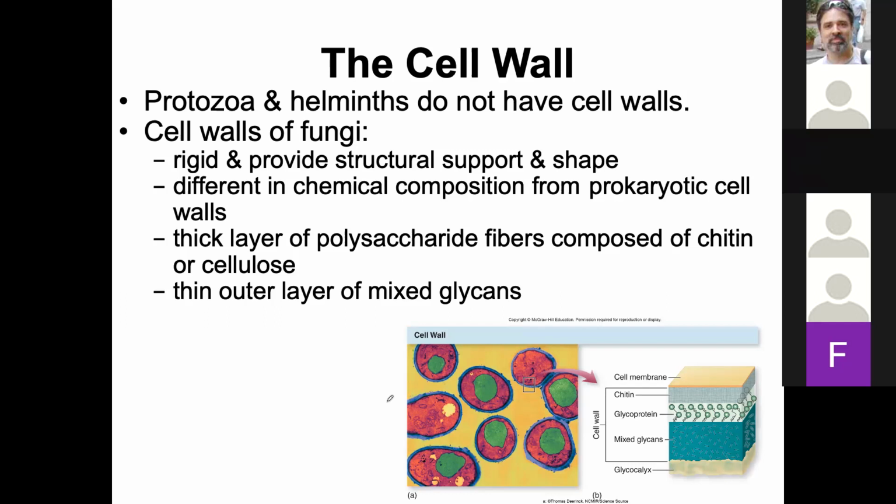Cell walls of fungi provide support. They're different chemically from prokaryotic walls or from plant cell walls. The thick layer of polysaccharide is composed of chitin, or in some cases of cellulose. Okay. And the thin outer layer is mixed glycan. So you can see an example here. Okay.